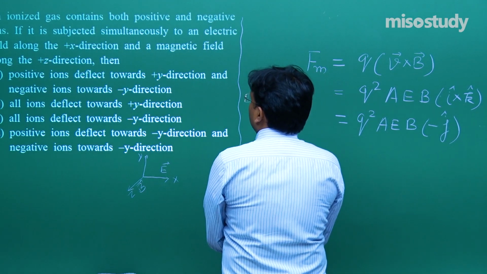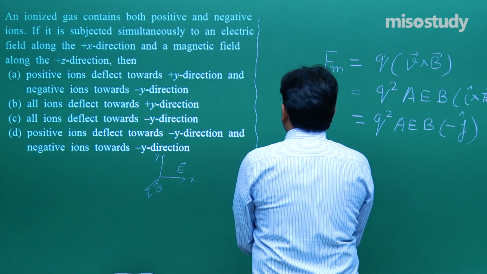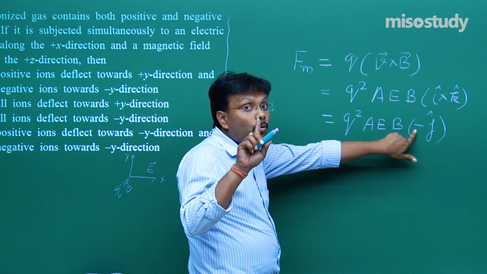Positive ions deflect towards positive y direction and negative ions towards negative y direction, but I am getting only one direction.